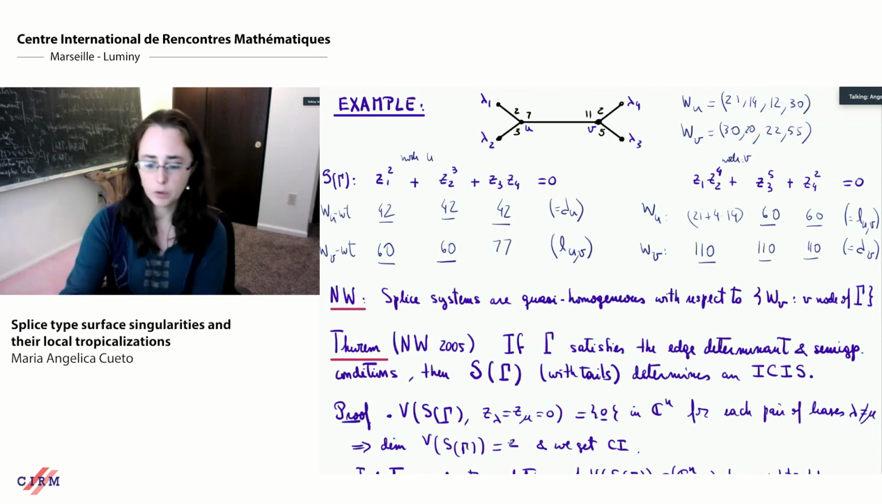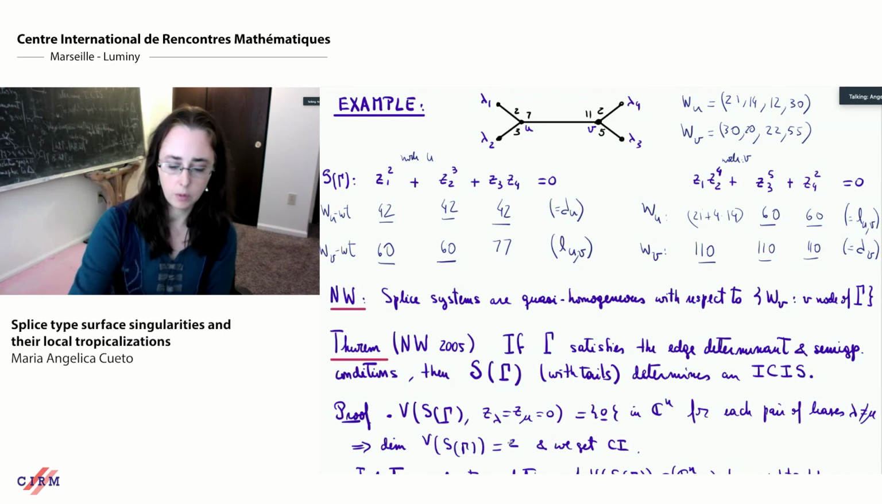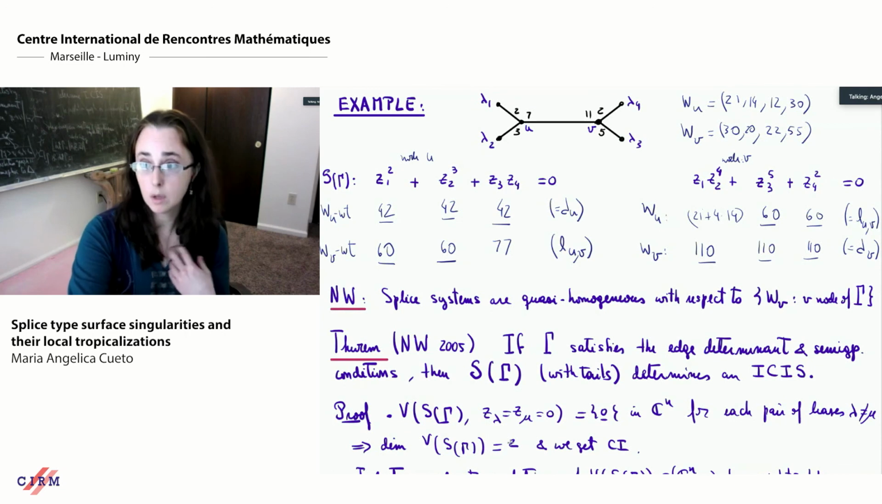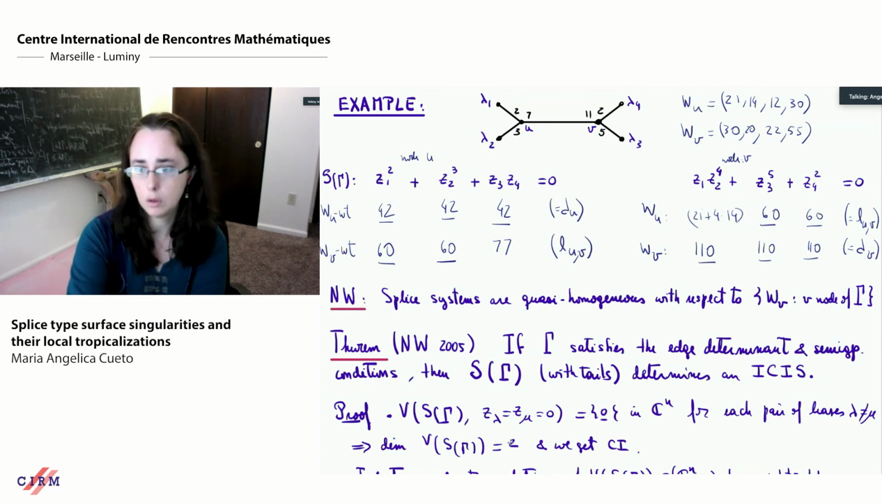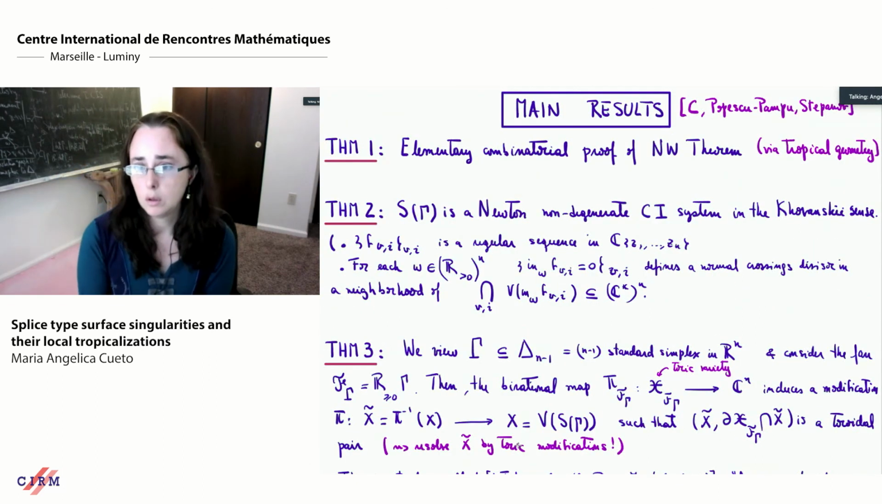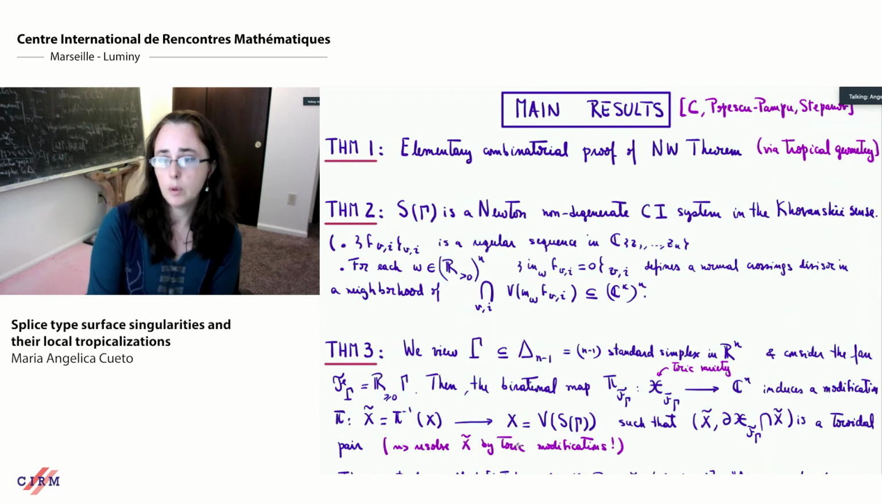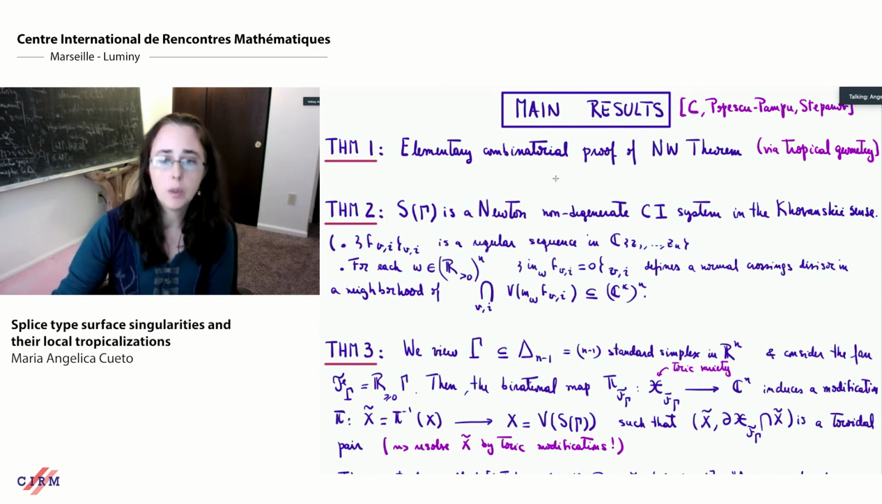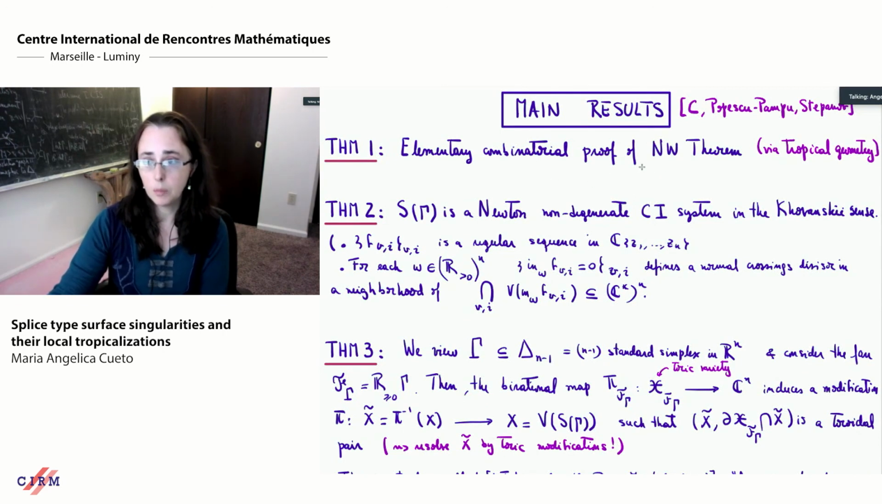Okay, so far I've told you the foundations of what these splice diagrams are and where they arise. And now let me tell you what our main results are, and then we'll talk a little bit about the proofs, or the combinatorial ingredients that we need to prove these results. So again, as I mentioned, all these statements are joint with Patrick Popescu-Pampu and Dimitri Stepanov. So our first theorem gives an elementary combinatorial proof of this statement by Neumann and Wall, namely that these splice type systems are going to give me isolated complete intersection surface singularities.